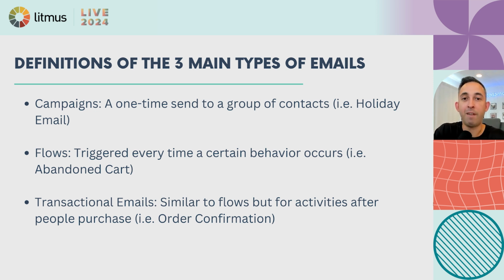A flow basically is an email automation. This is triggered every single time some kind of behavior, event, or action happens. So if someone's on your list, they add to cart and they don't buy, that's going to trigger the abandoned cart. If someone is on your website and enters their email into your pop-up for the first time, that's going to trigger the welcome series. And that's primarily what we're focused on today: the flows, these core automations.